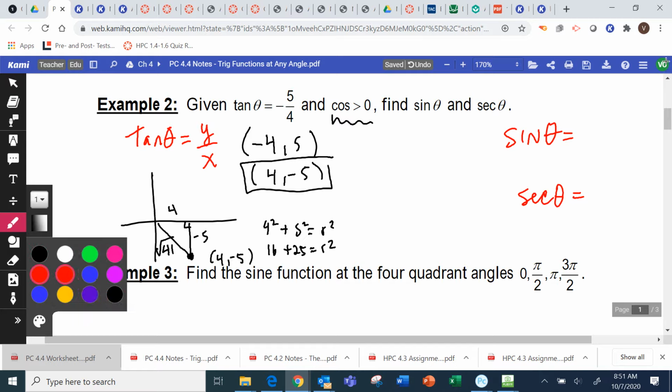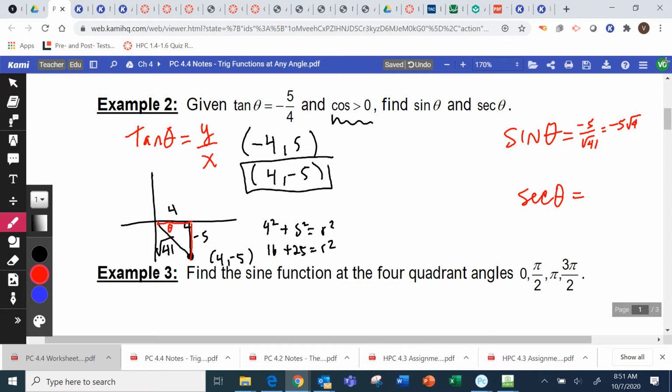And our theta, remember, if you're not quite sure about the theta, the way that you graph it, you go x, then y, you come back. That makes our theta right there at the x-axis and the terminal side. So we're doing the sine of theta. The sine is -5 over square root 41. Am I going to leave it that way? No. We have to rationalize. Just rationalize by multiplying by square root of 41 over square root of 41. So we get -5 square root 41 over 41.